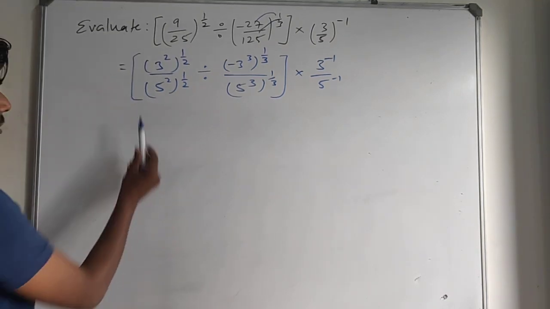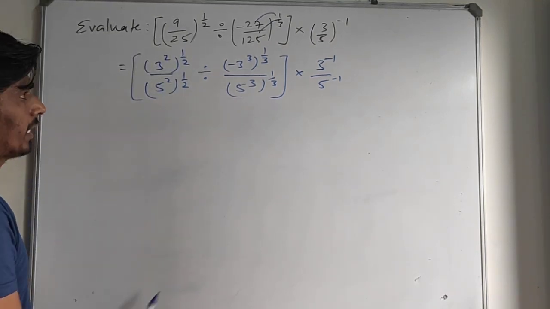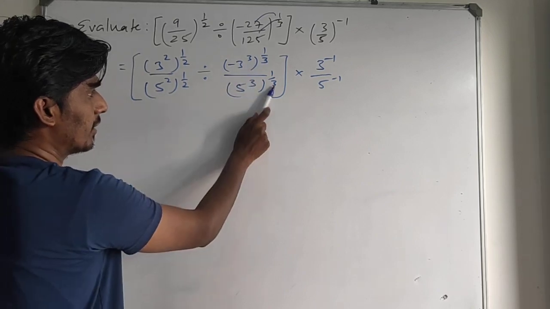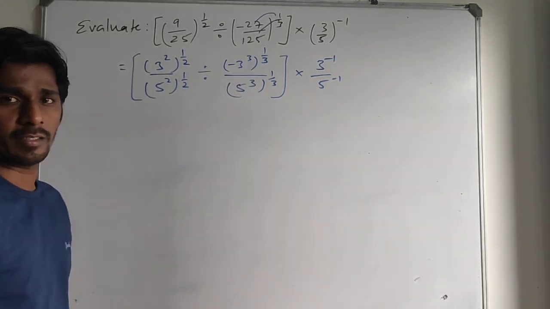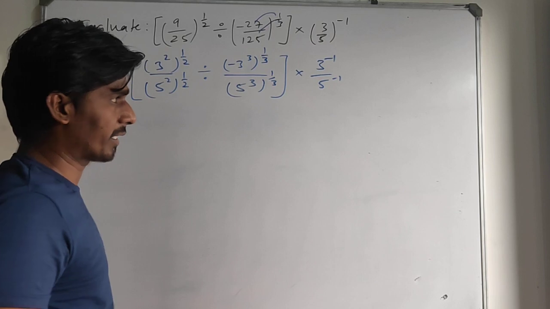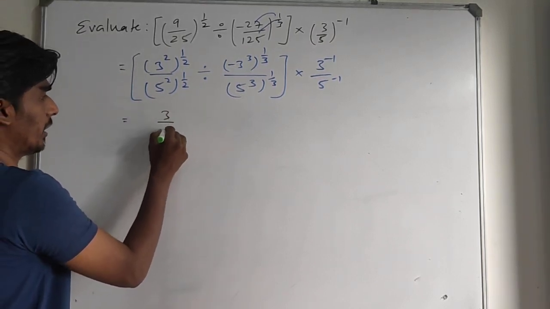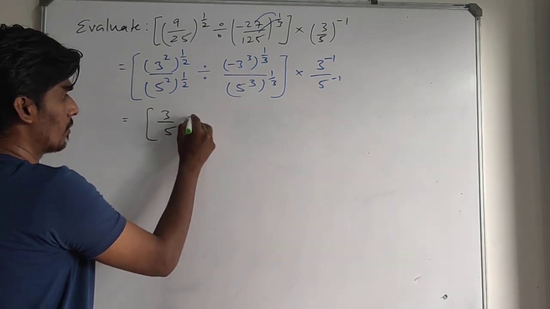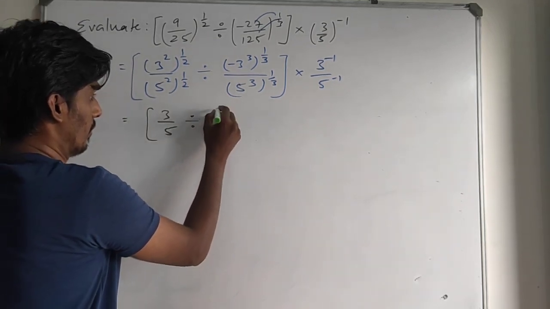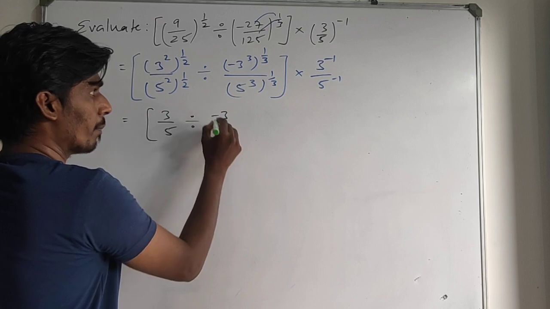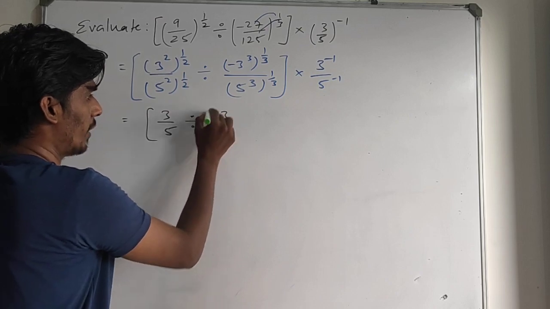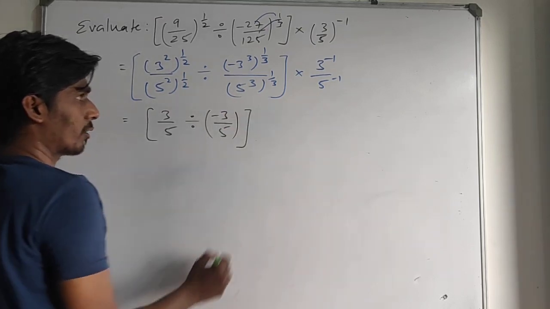Now if you look at all these numbers, 2 into 1 by 2, 2 cancel, 3 get cancelled, 3 get cancelled, 2 get cancelled, because they are now in multiplication. So this is what? 3 upon 5 divided by minus 3 upon 5, bracket close.